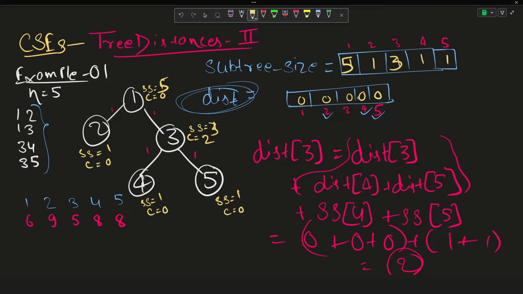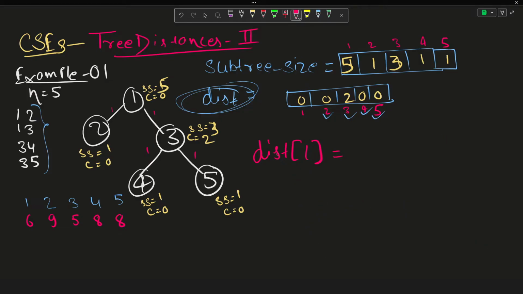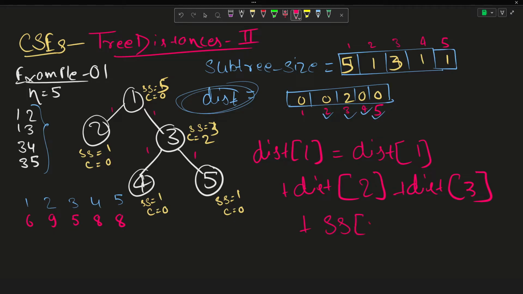So let me update that here. Cost for this 3 is 2. Since we have got correct values for 2, 4, 5 and 3 now, we just want to calculate it for the first vertex. So as I just told you, in order to calculate this distance 1, distance value of whatever is present here initially plus the distance values of its children, so that is distance of 2 plus distance of this 3, and as I just told you, we will also be adding the subtree sizes, then we will only get the correct cost or the distance value for the current node, right? That is the subtree size of 2 plus subtree size of 3.